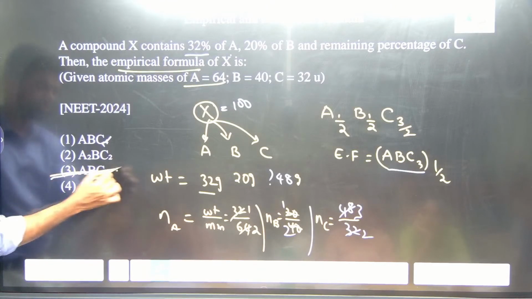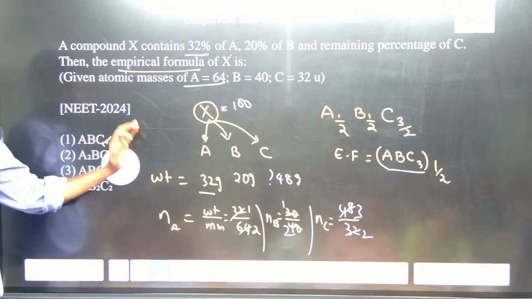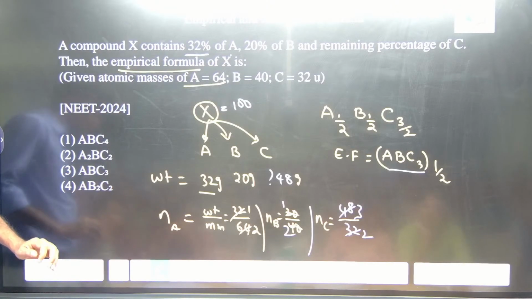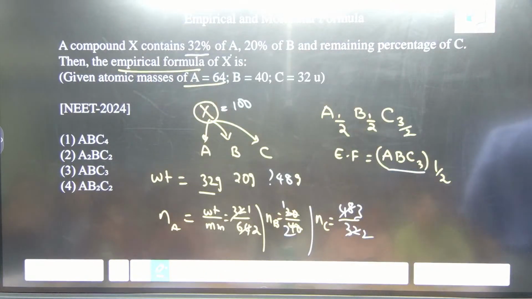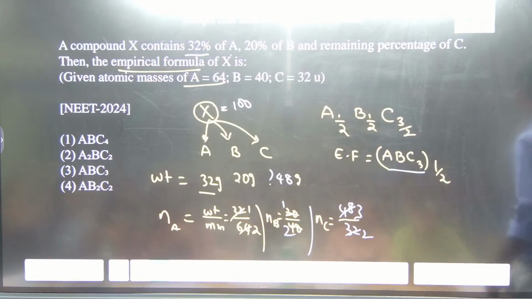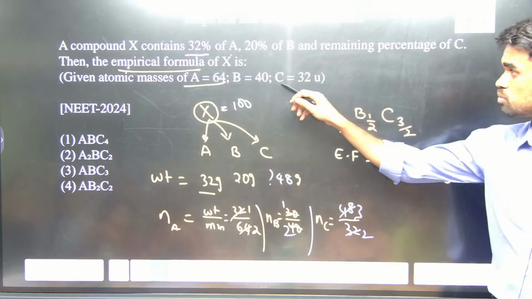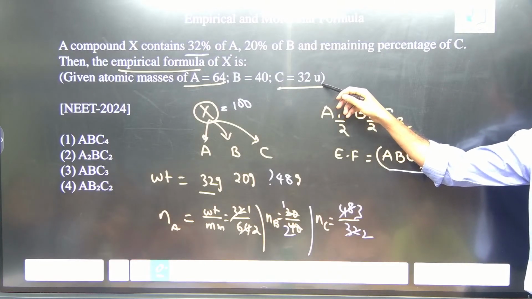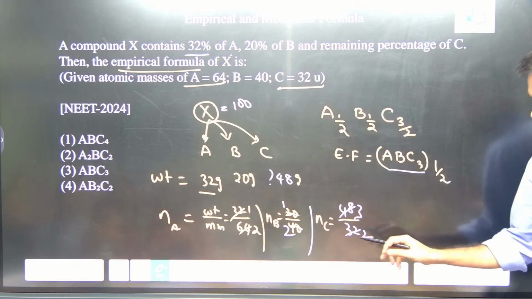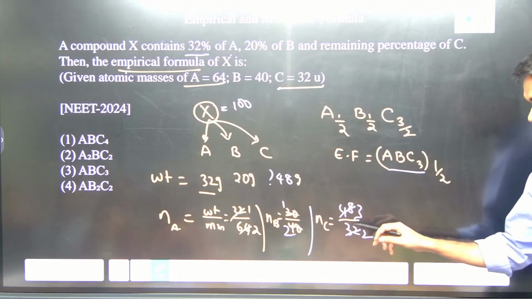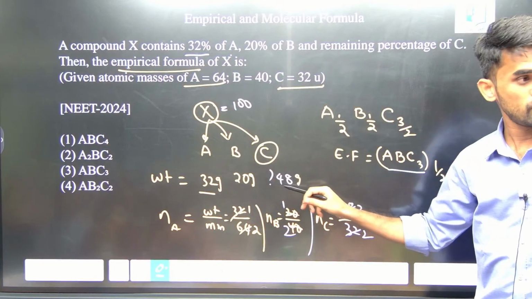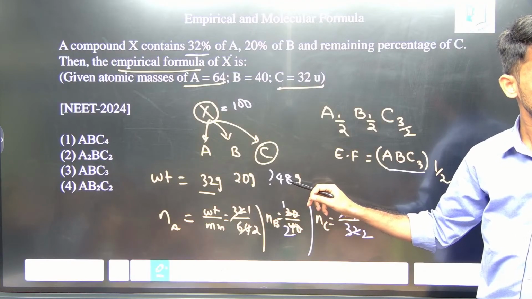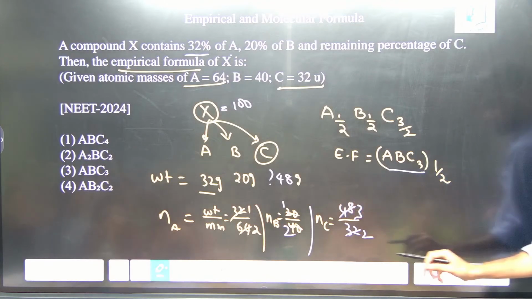Okay, write it. Yes, tell me. Molar mass of C is how much? 32. So molar mass is in the denominator, and what is the weight of C? 48. How did we get 48?